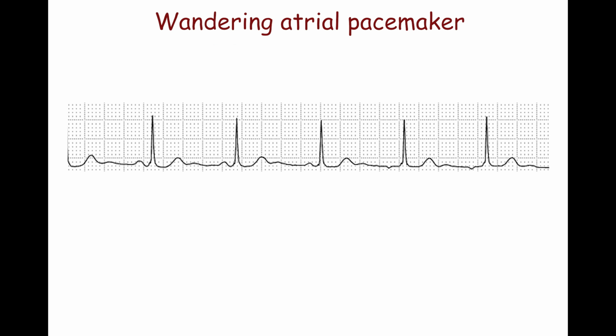A wandering atrial pacemaker is one of the most common rhythm abnormalities. In this case, there is a gradual change in the morphology of the P wave. At least 3 different morphologies are required to diagnose this condition. Typically, there are positive, negative, and intermediate morphologies of the P waves.